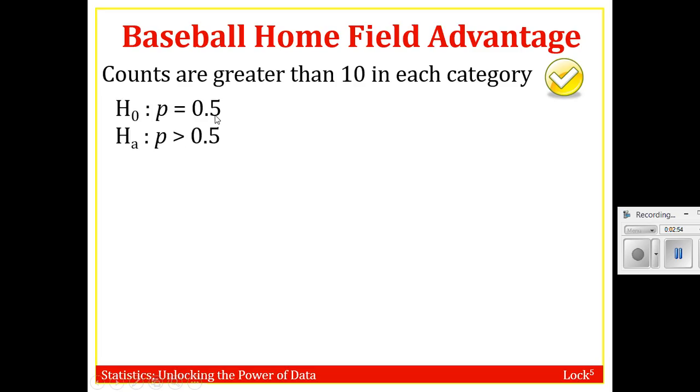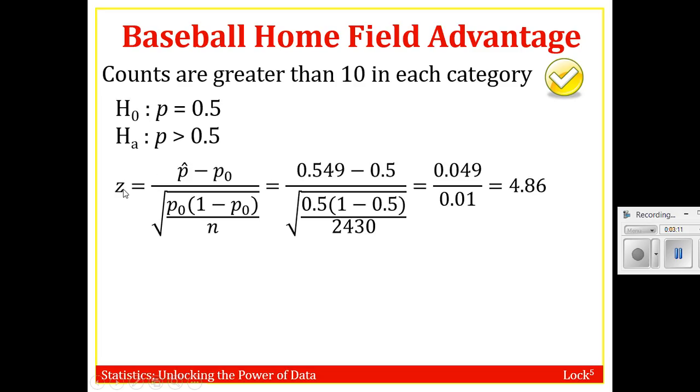Our null hypothesis is that it doesn't make a difference, so it's a 50-50 chance of winning if you're playing at home. Our alternative is that home field advantage does make a difference, so we're thinking that our probability of winning is greater than 50%. To figure out our statistic, we're going to go our p hat, which we knew was 0.549, minus our null hypothesis, which we just said was 0.5, over our standard error. So we're going to take our null hypothesis and put that in for p naught. So it's 0.5 times 1 minus 0.5 over our sample size of 2,430.